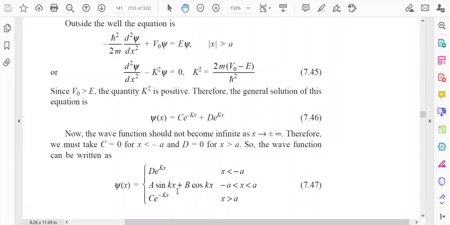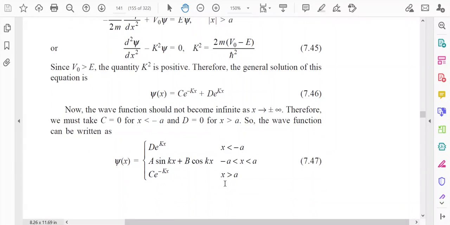And even in this situation, x greater than a, that means x is on the positive side. So if we put x equal to infinity here, this factor will be 0, but not infinite. In this way, the solution of this equation can be divided into three regions separately.